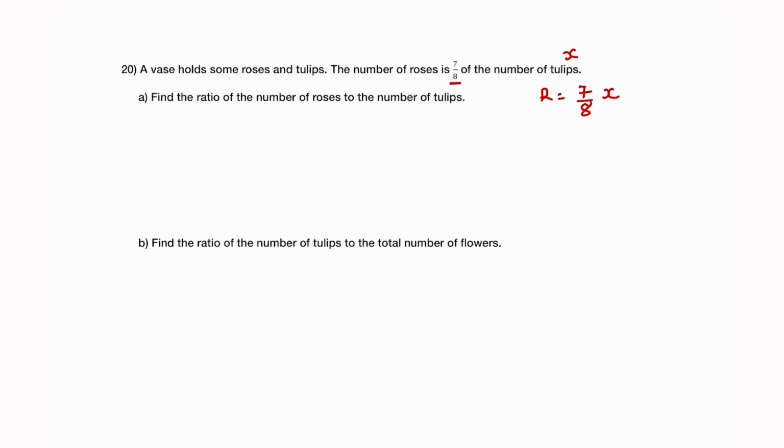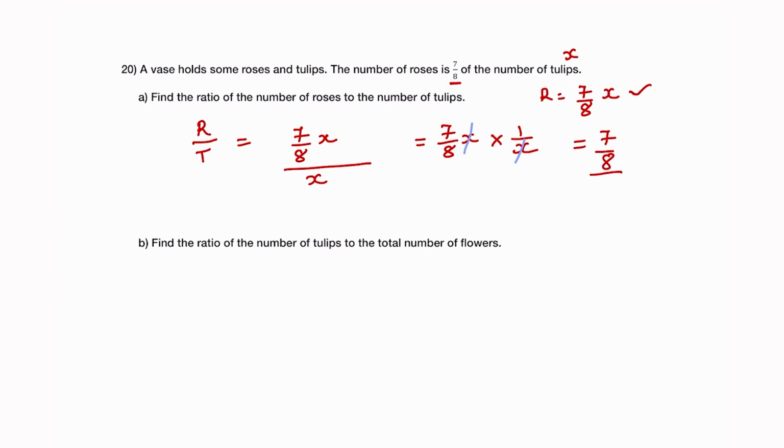So the question is, find the ratio of the number of roses to the number of tulips. So the number of roses is here, right? So we say that's 7/8 x over tulips is x. So that's basically 7 upon 8x. Now this is divided by x. Division becomes multiplication and we inverse the ratio. So this x becomes 1 over x. Now we have x and x, which get cancelled. So we are left with 7 over 8.